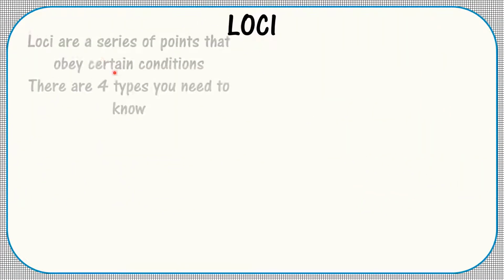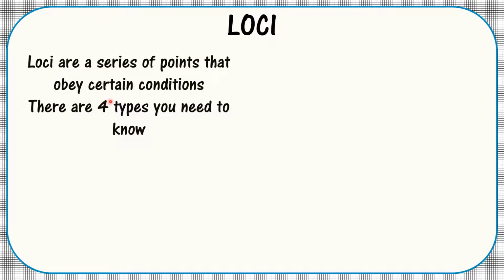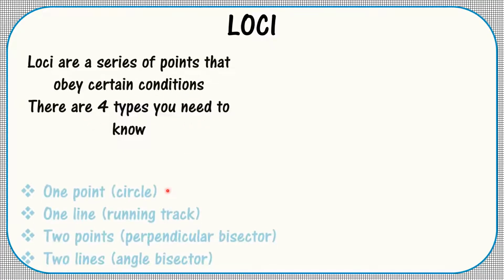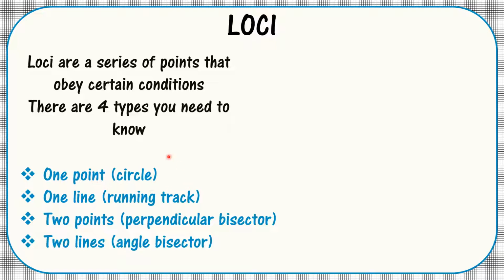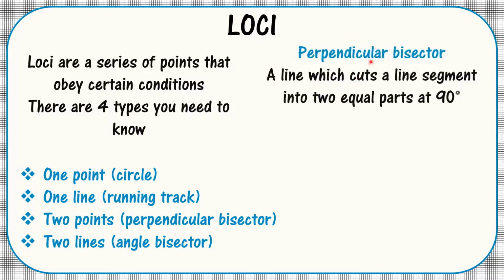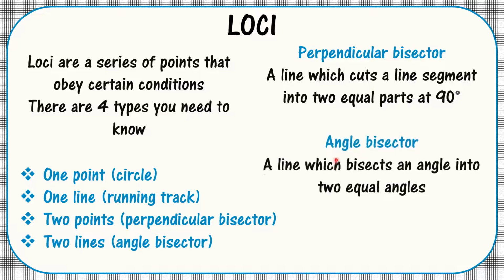For loci, loci are a series of points that obey certain conditions. There are 4 types you need to know. That is one point which creates a circle, one line which creates a running track, 2 points which creates a perpendicular bisector, and 2 lines which creates an angle bisector. A perpendicular bisector is a line which cuts a line segment into 2 equal parts at 90 degrees. An angle bisector is a line which bisects an angle into 2 equal angles. And you need to know how to combine loci, and you need to look out for the words shade the region.